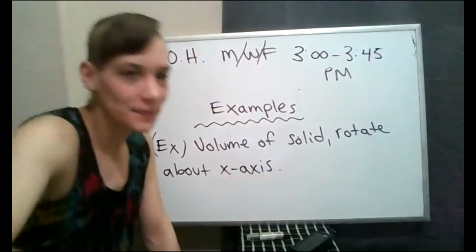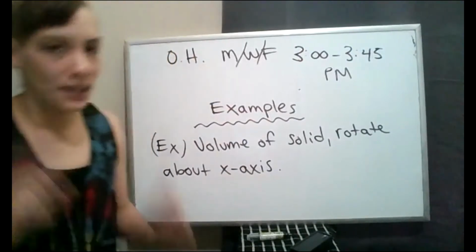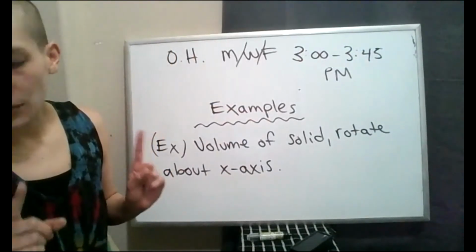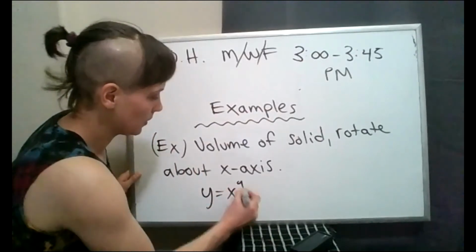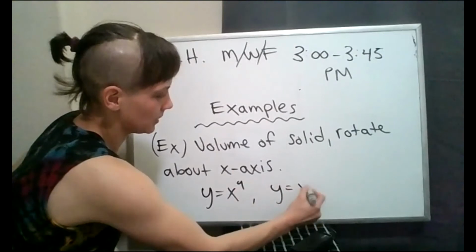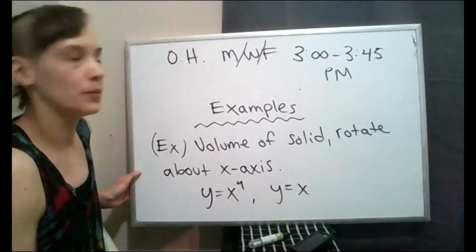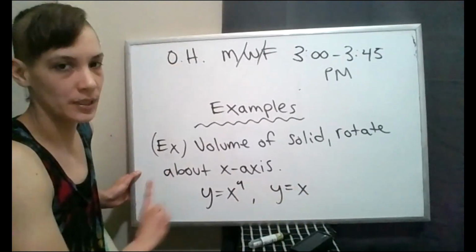Okay. We're going to have y equal to x to the fourth, and y equal to x. And then we're going to evaluate from x equals 0 to x equals 1.